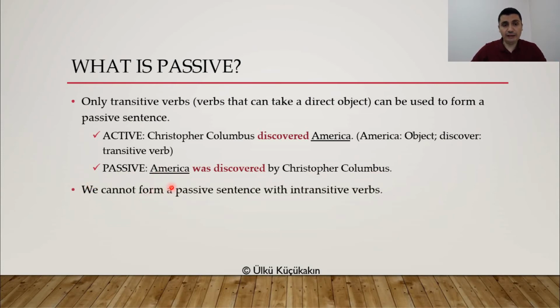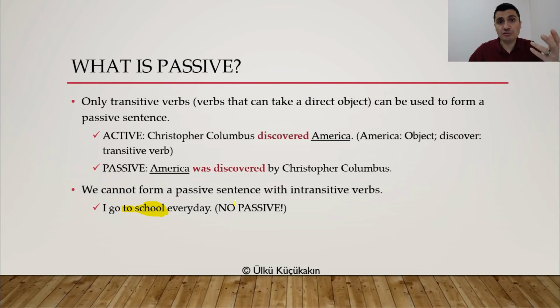But we cannot form a passive sentence with intransitive verbs. This is not possible. I'm sorry. I go to school every day. Now, you might say, teacher, we have school here. School can be a direct object. Well, yes, school can be a direct object, but here we say, I go to school. So that means it's a place name. Place names and times cannot be objects.